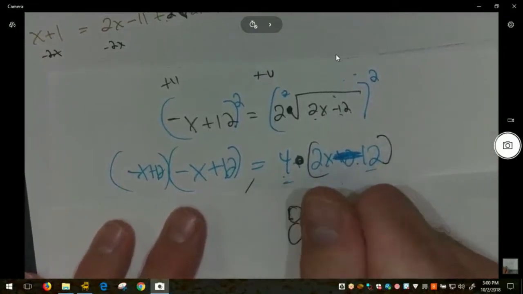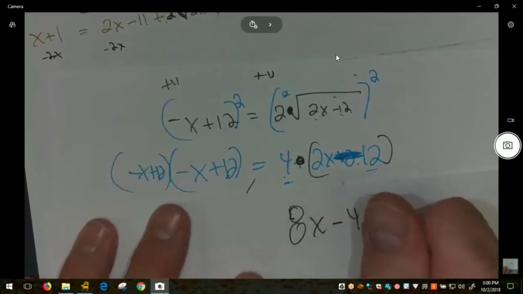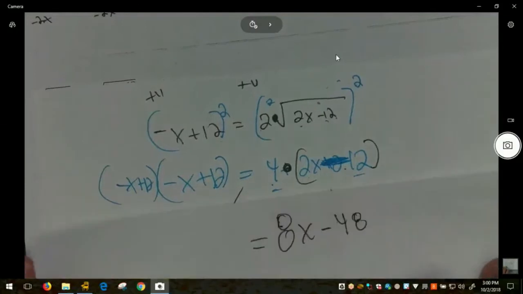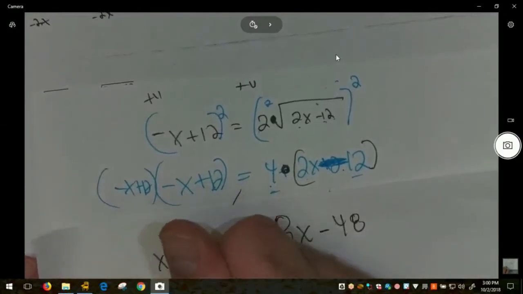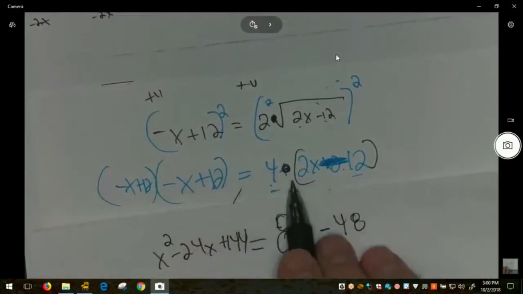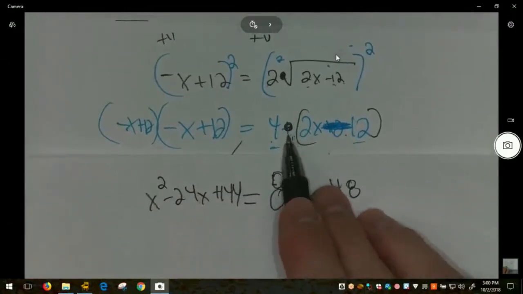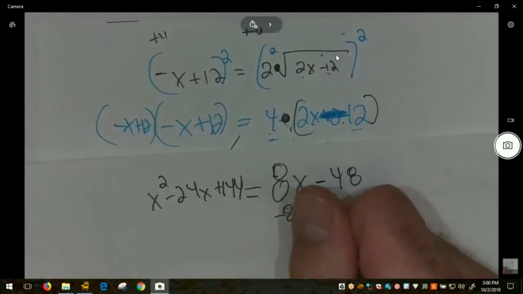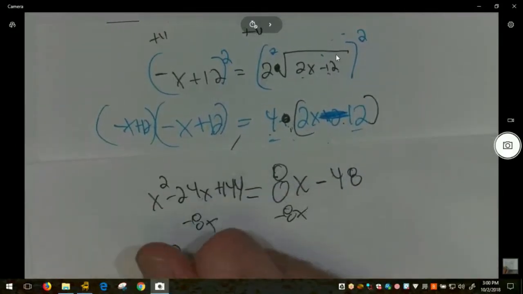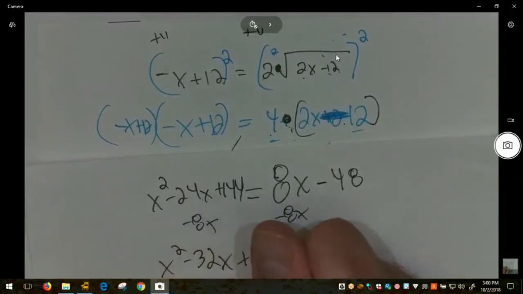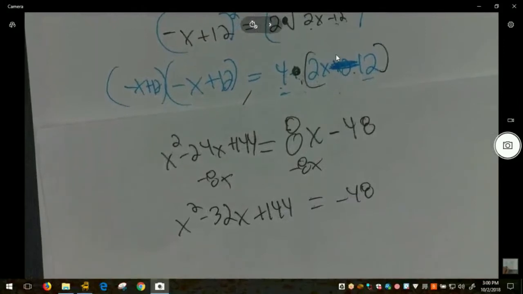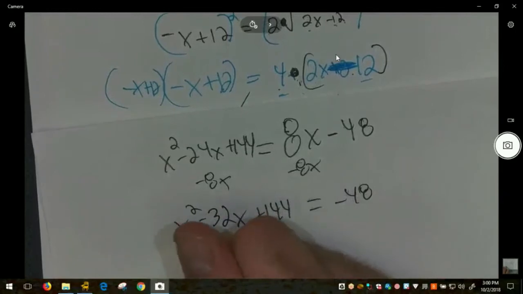So we're going to distribute that, which gives us 8x minus 48 on the right-hand side. My left-hand side was x squared minus 24x plus 144. Be careful of that. I usually don't do that. I was rushing and I missed that. I can't believe I put a plus there. So now we're going to subtract 8x from both sides. This gives us x squared minus 32x plus 144 equals negative 48. I'm going to add 48 to 144. Gives me 192.